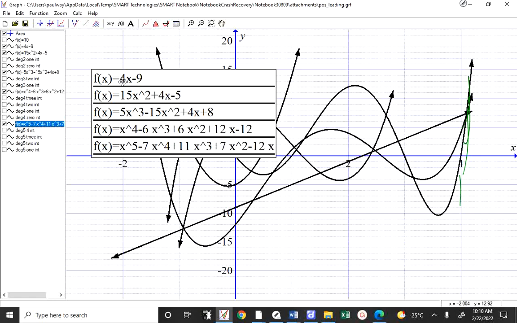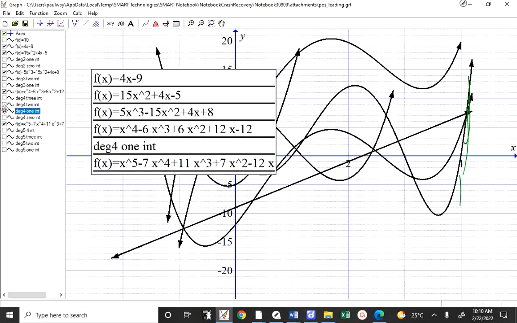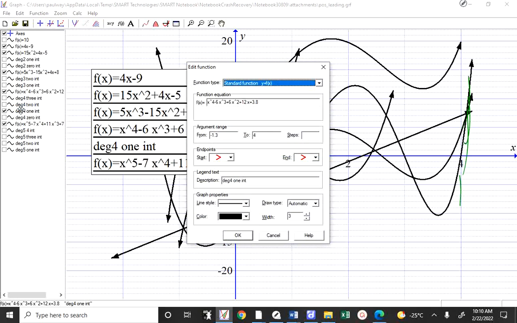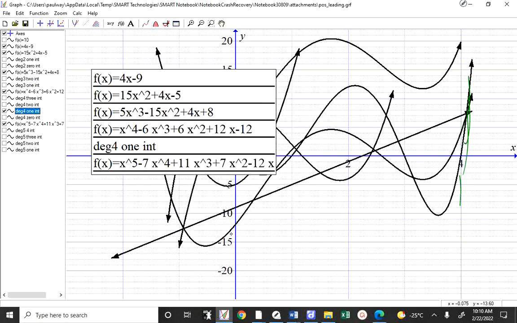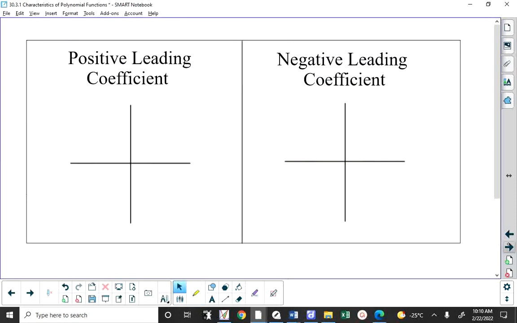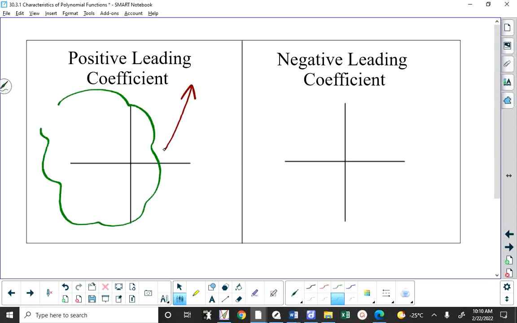Now, I'm showing you those because if I show you some of the other ones, like this one, I've just got a different label there, but I can open it up and show you that it says positive x to the 4. So the right-hand arm goes up if the leading coefficient is positive. Everything else is unimportant in terms of my diagram and my point being made right here.